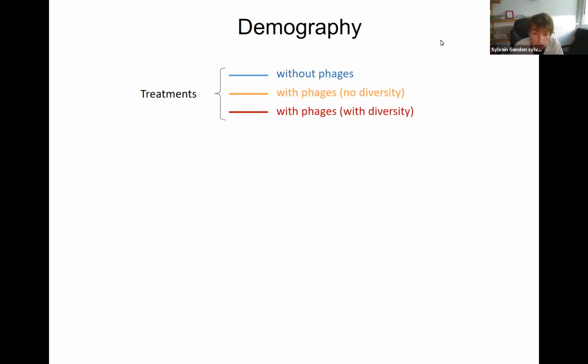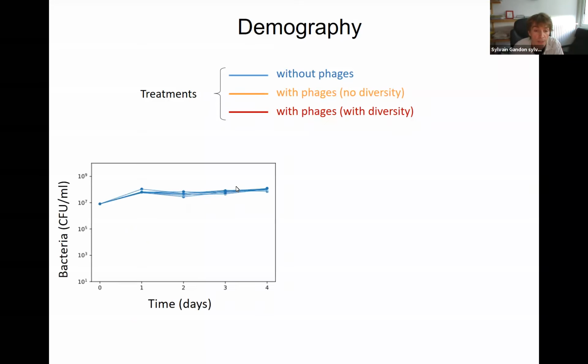So again, there were 3 different treatments, and here I'm plotting the density of bacteria through time. Without phage, we saw that, as expected, the bacteria would grow to a carrying capacity around 10 to the 8.